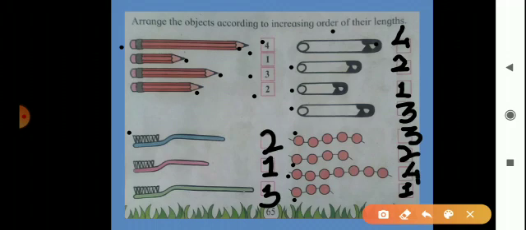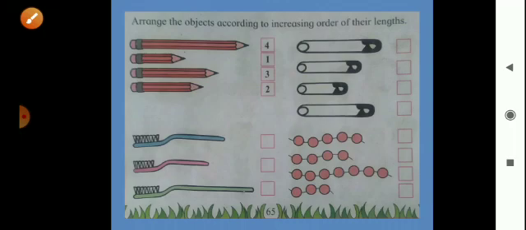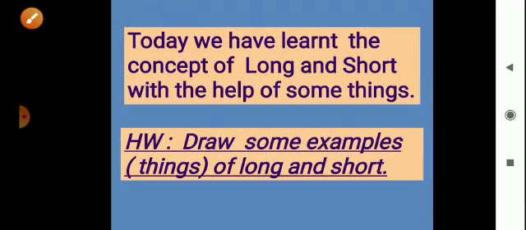I hope you understood this lesson. In this lesson, we have seen the long and short. Which objects or things has a length? This thing is long. And which thing has no length than the other thing? This is short. Okay. So today we have seen the concept of long and short with the help of some things.